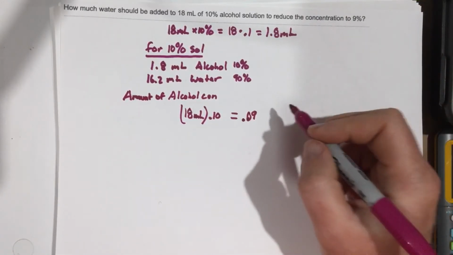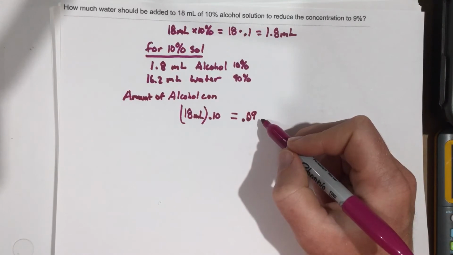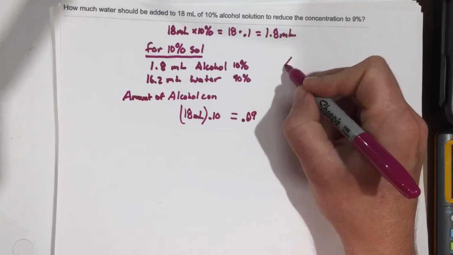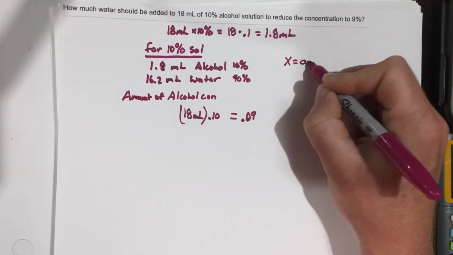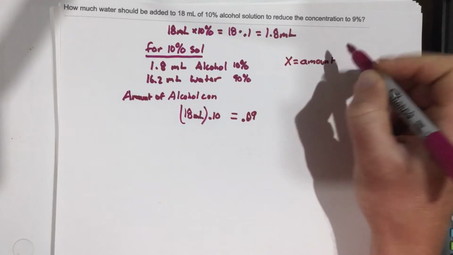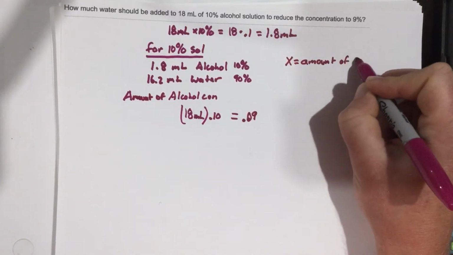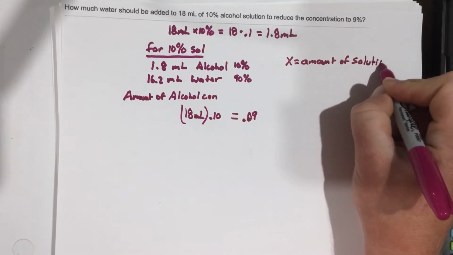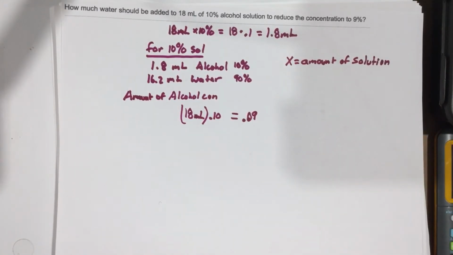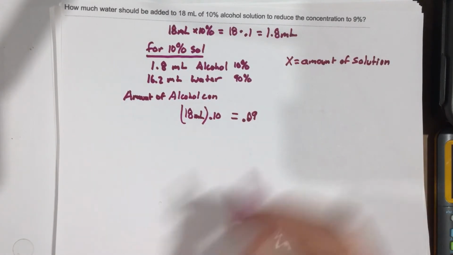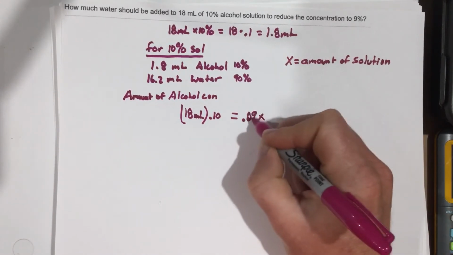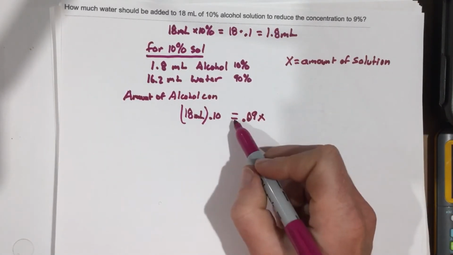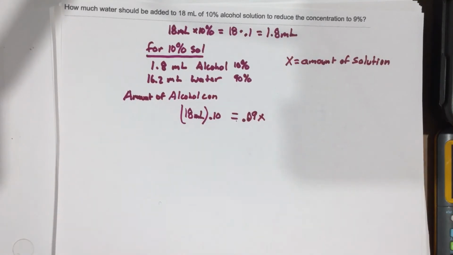We're going to multiply it times the amount of solution. Well, we don't know that amount, so we're going to say x equals the amount of solution. Okay, so x is the amount of solution. And we're going to put that here. So 0.09, that's 9% times the amount of solution, which we don't know because that's what we're trying to figure out, equals 18 milliliters times 0.10.